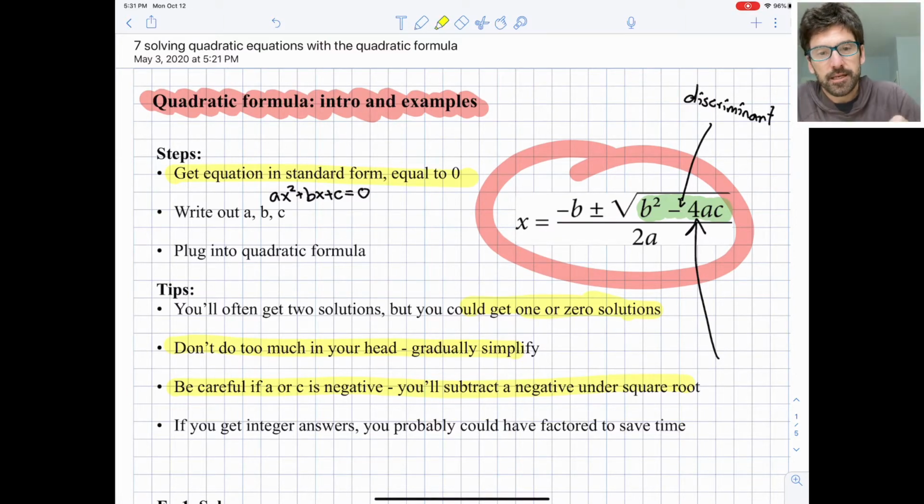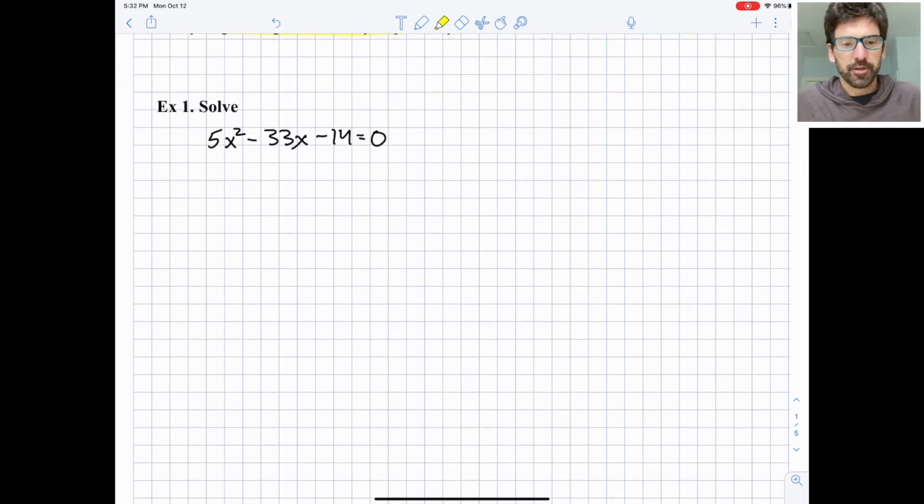Lastly, I think factoring is always a lot quicker and more efficient than the quadratic formula. If you end up with integer answers, or even fractional, rational answers, you probably could have factored, and that could have saved you some time. So just keep an eye out for that. Some of the examples we'll do today are factorable, but we're going to use the quadratic formula just to model and practice. All right, so let's do an example.